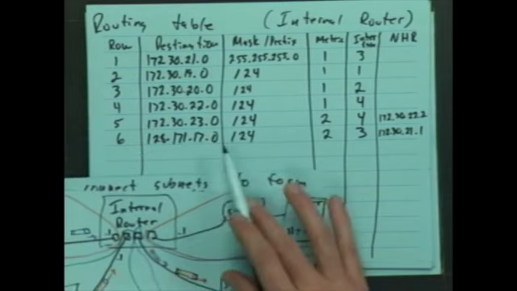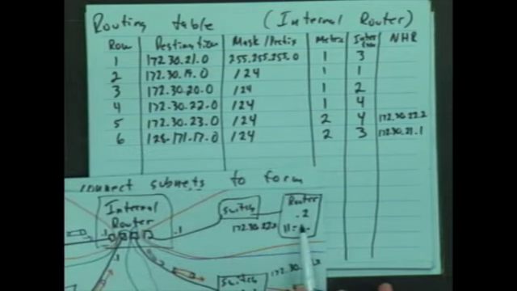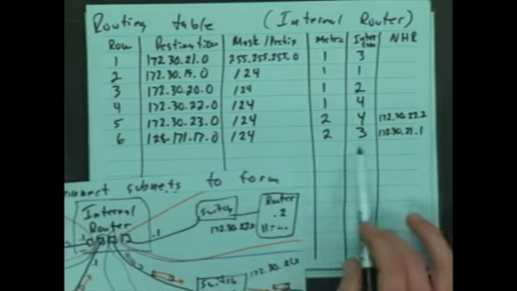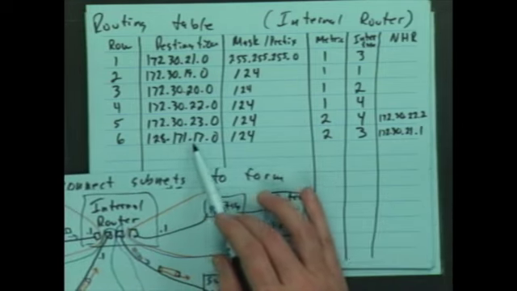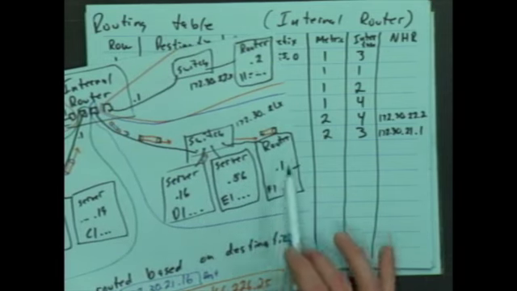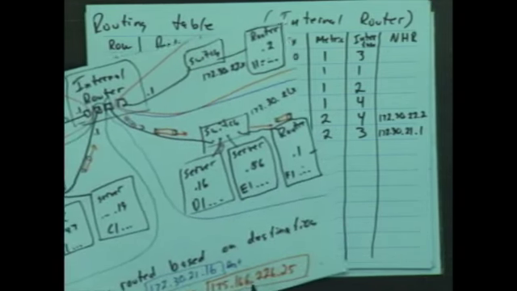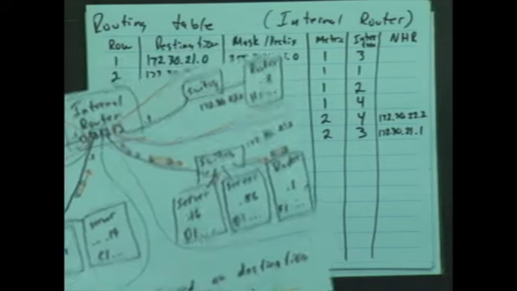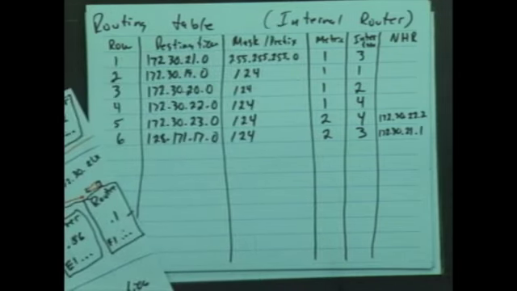22.2. So if I want to get to 23, I have to go through this router. And to get to 128.171.17, I have to go through this router, the 21.1. You guys see that? Maybe? Hopefully? It's right there.